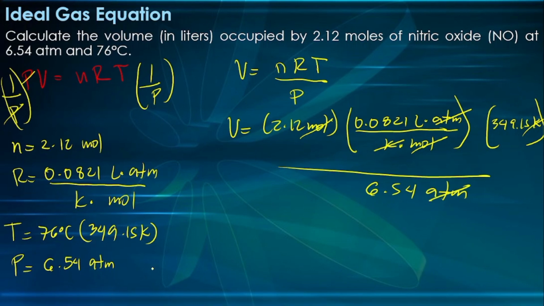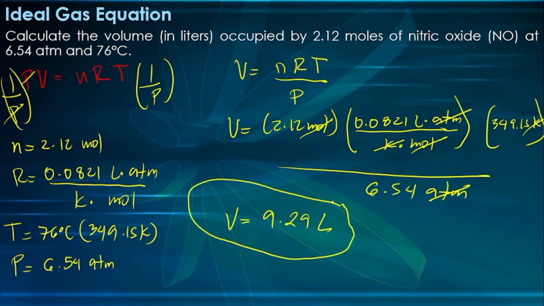Okay, so let us calculate the volume of this gas, which is equal to 2.12 times 0.0821 times 349.15. First we multiply the numerator: 2.12 times 0.0821 times 349.15. The answer is 60.77 point something. And then we divide that by 6.54. So the answer, rounded off to three significant figures, will be 9.29. So the volume of this gas is 9.29 liters. That is now our final answer for this problem.